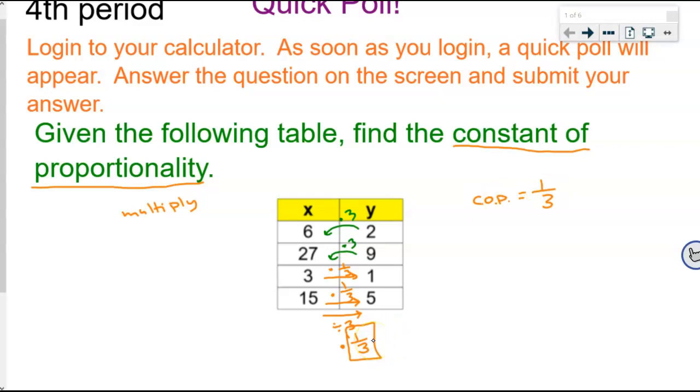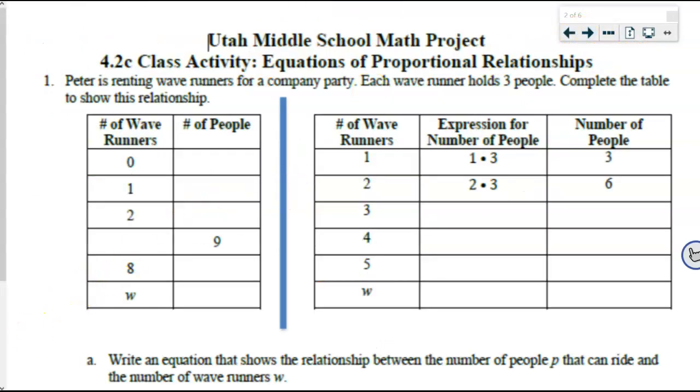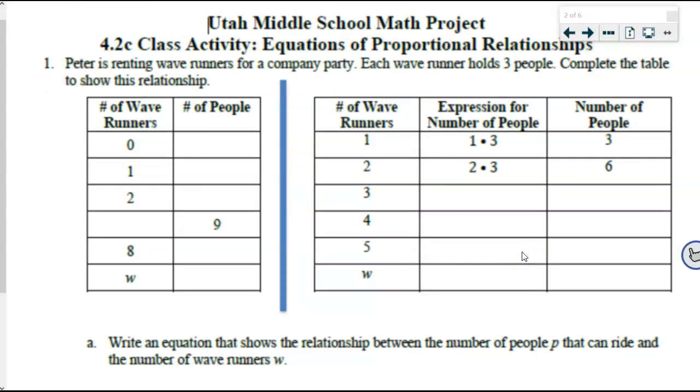Now that we've got that in our warm-up notes, let's make sure we learn from those mistakes as we move on to equations of proportional relationships. Our focus here is on equations of proportional relationships. So we have the situation: Peter is renting wave runners for a company party, and each wave runner holds 3 people. With that, we can fill in this table. If we rent 0 wave runners, that's going to help out 0 people. But if we rent 1 wave runner, how many people will be able to be on that 1 wave runner?